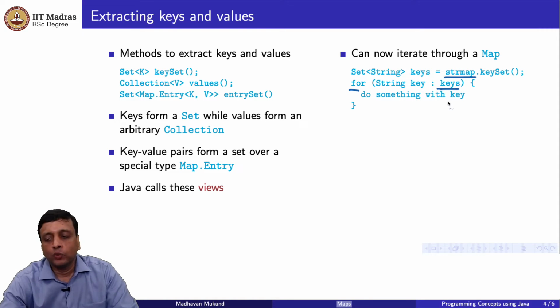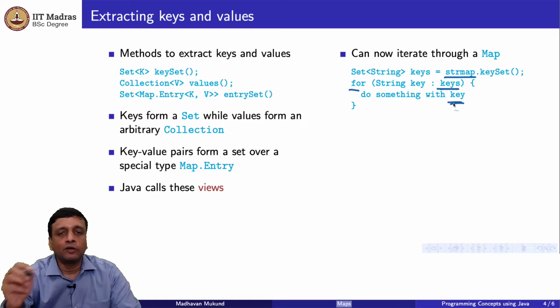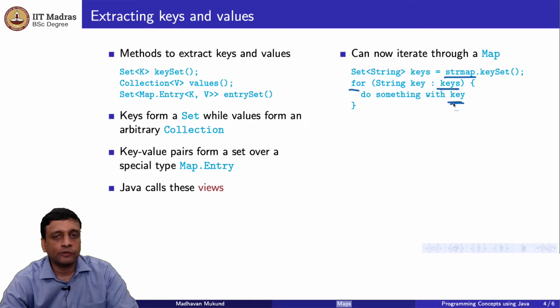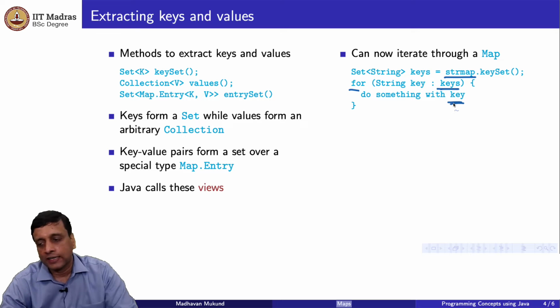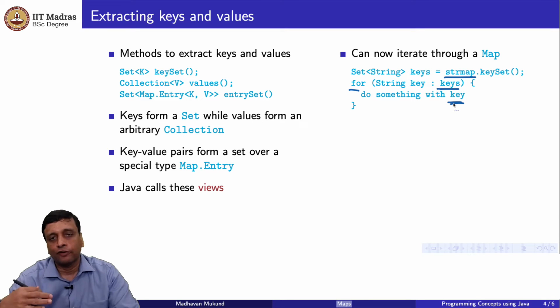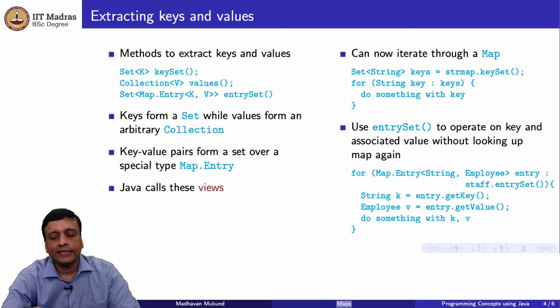Typically when we do this, we will take the key and go back and ask for the value associated with the key. So there is a two-step process happening here. We are getting the set of keys, and for each key we might again query the value. That's why this entry set is provided, so that you don't have to go back to the map and query it. You are given the key and the value together.